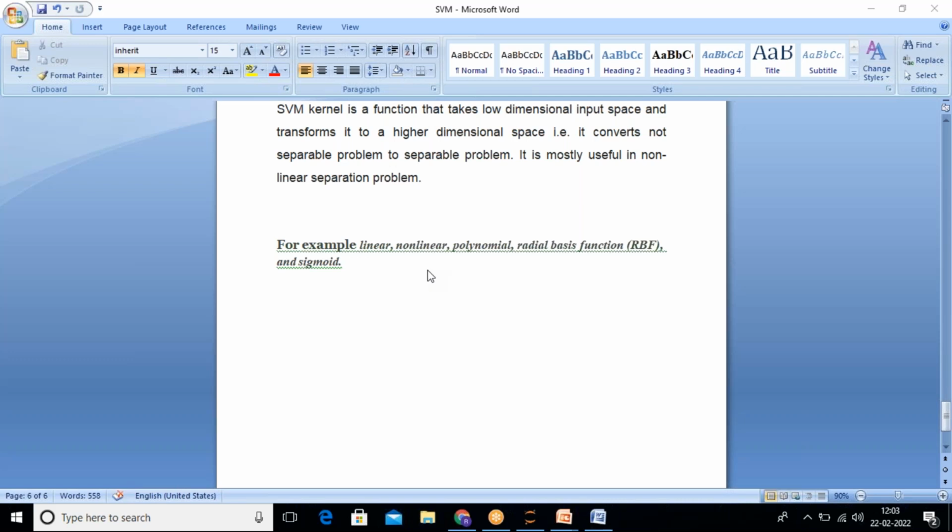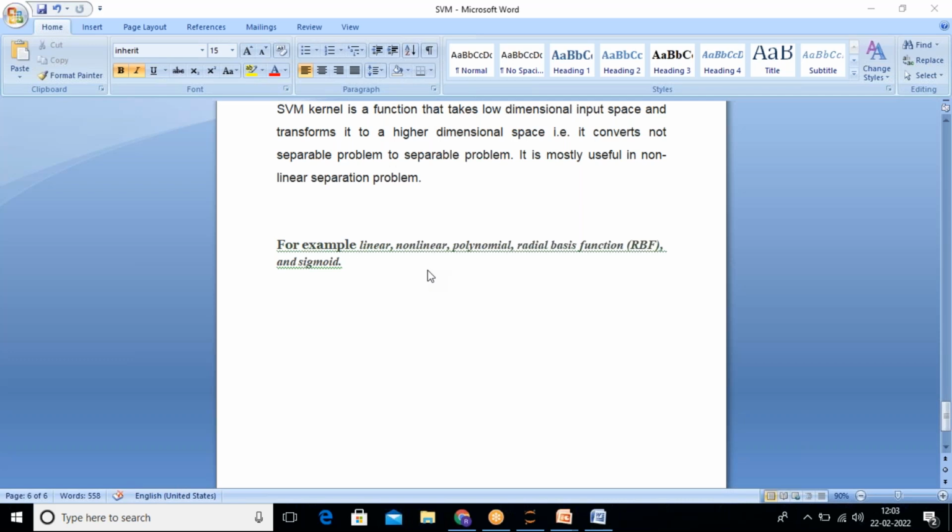When shall we use it? It performs best when we have a lot of features. So this is preferred for text classification. Why? Because most of these kinds of classifications are linearly separable.